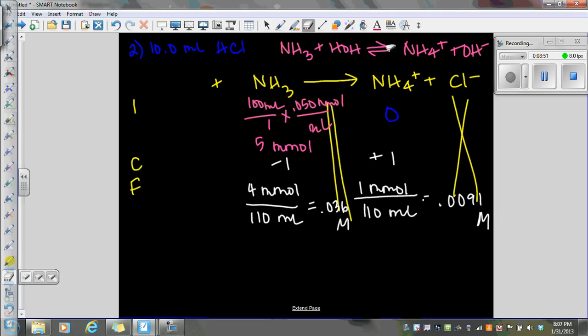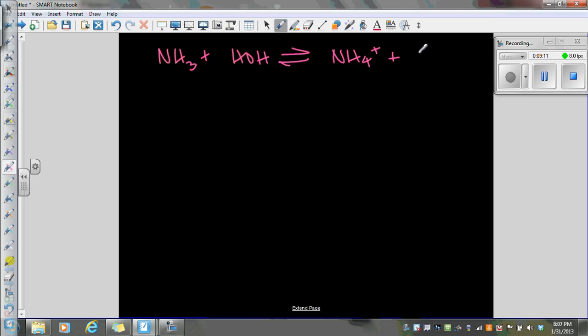So this is our stoichiometry part. That is done. So now what we are doing is we're going to use the equilibrium part. I'm going to go to a different slide for that. So I'm going to rewrite that equilibrium. Ammonia plus water in equilibrium with ammonium and hydroxide ion. So now we're setting up an ICE chart. Water I'm not including.